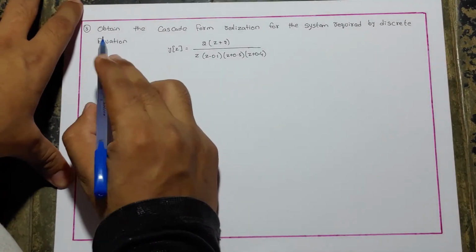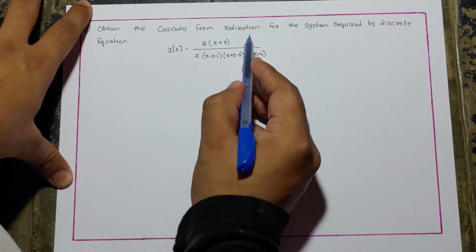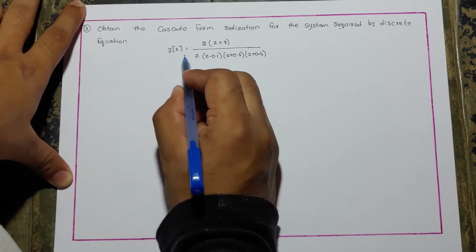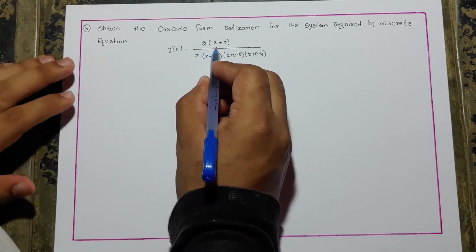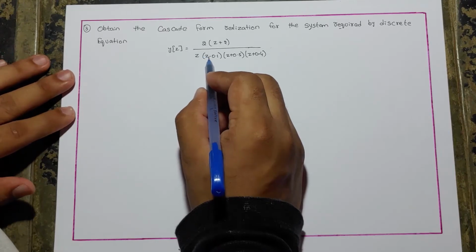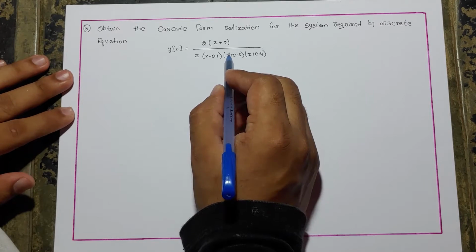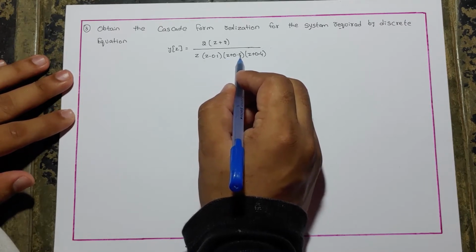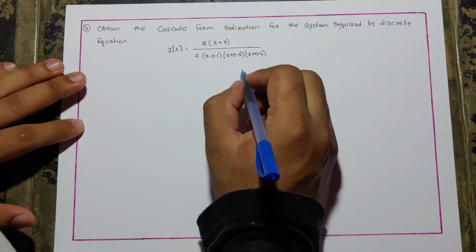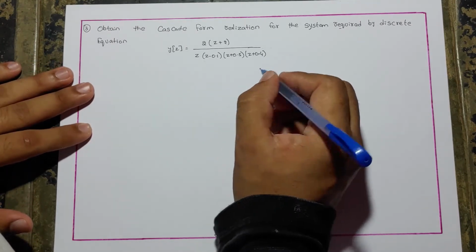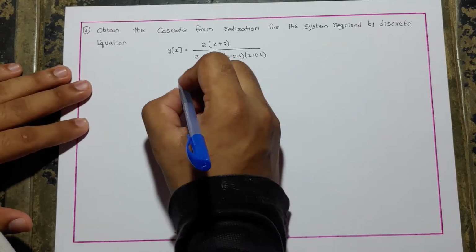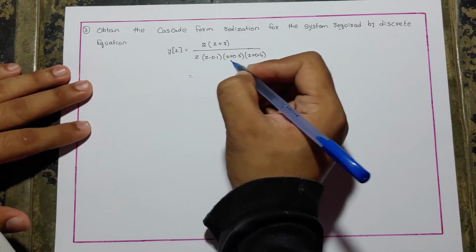In the given example, obtain the cascade form realization for the system described by the discrete equation, that is Y(z) = 2(z + 2) / (2(z - 0.1)(z + 0.5)(z + 0.4)). As we know, we have to find the transfer function. First, let us solve it.